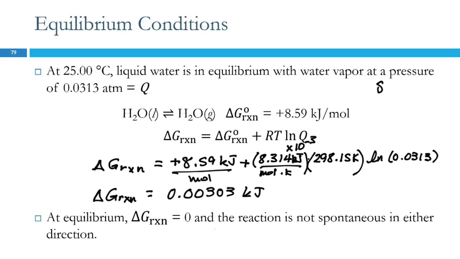Quick revisit to significant figures. 8.59, yes, 8.59, that's this guy. And then we're adding something here. Well, what is that something? 8.314 times 298.15 times the natural log, 0.0313.